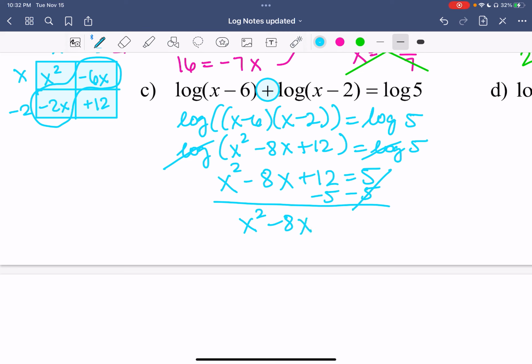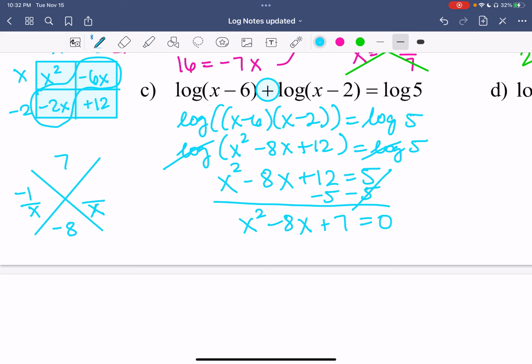So 12 minus 5 is 7. And then we can do the x method on the side. Okay, so a times c, 1 times 7, b is negative 8, and a is 1, so we don't have to put a number there. What two numbers multiply to positive 7 but add up to negative 8?